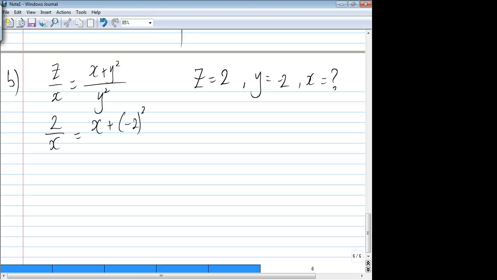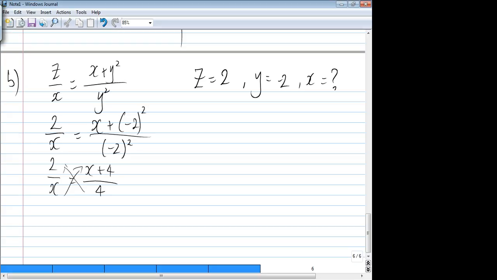Negative 2, we square the whole thing. And we must be very careful with this, because negative 2 times negative 2 is 4, not negative 4. So 2 over X equals X plus 4 over 4. And we end up with a fraction equals a fraction again. What should we do? Yeah, we cross multiply. Take a pencil, draw a cross.